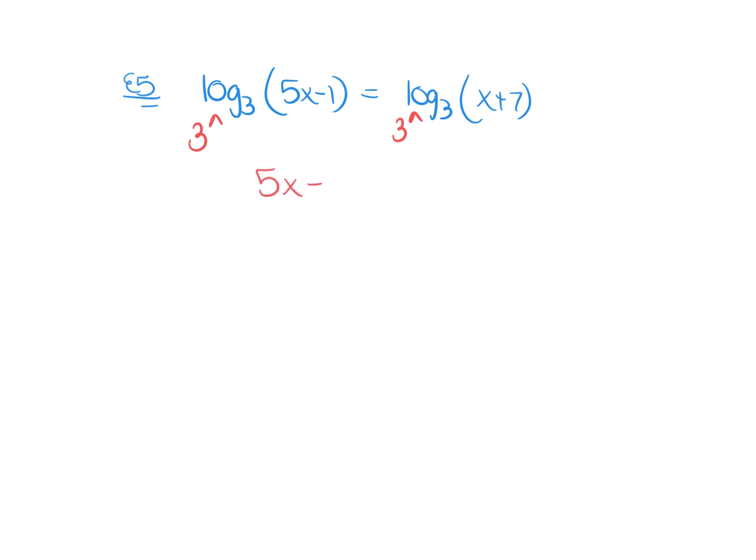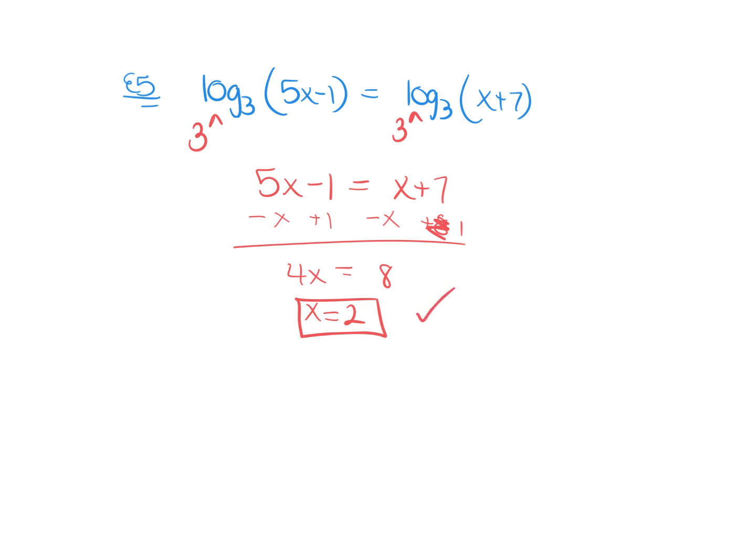Okay, this next one, I have a log base 3 equals a log base 3. And this is good because they are the same base. So to undo a log function, we introduce exponential. Since it's log base 3, we're going to do 3 raised to log base 3 of 5x minus 1 equals 3 raised to log base 3 of x plus 7. Again, this is a property. That gives us 5x minus 1 equals x plus 7. And then now we have a simple algebra 1 problem. So we get 4x equals 8 and x equals 2. And again, you always want to check that it works.